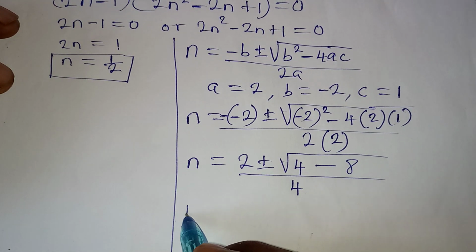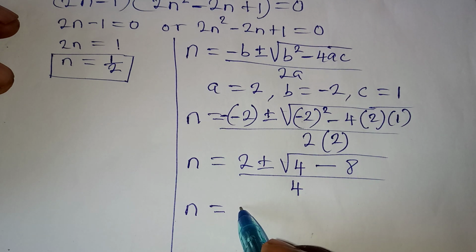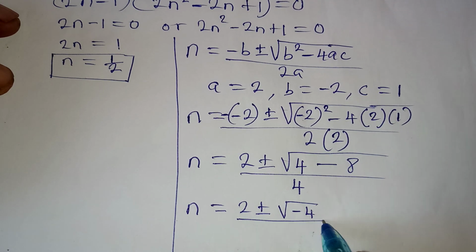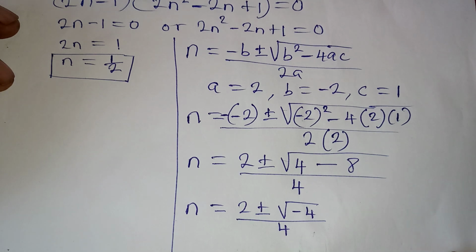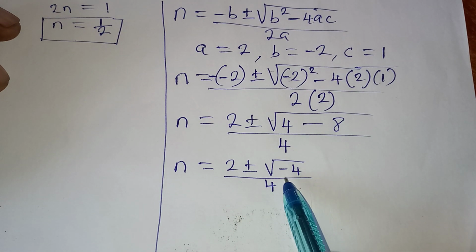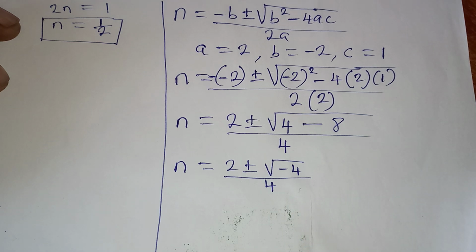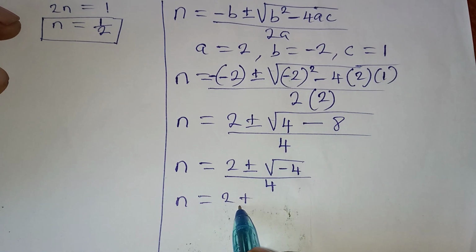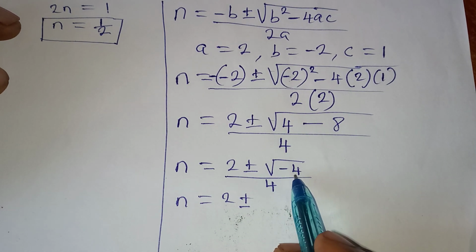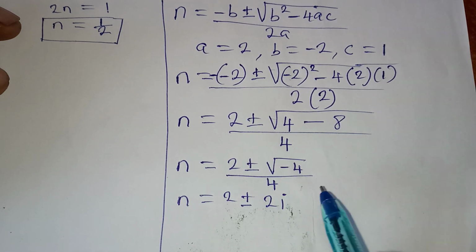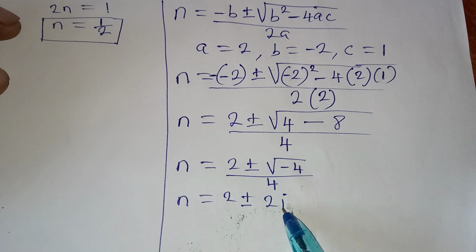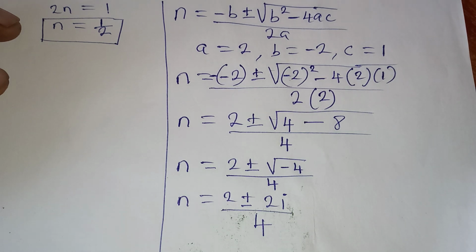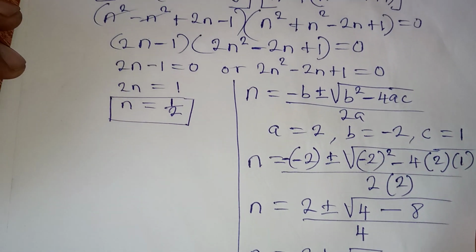Now take a step further, n will be equal to 2, positive or negative, square root of minus 4, divided by 4. And by the way, the square root of minus 4 will give us a complex number. So the first thing we are going to do is to deal with that first. So we have n equal to 2, positive or negative, and the square root of minus 4 will give us 2i, because the square root of minus 1 is i. So this will now be over 4. Now take a step further. I will finish it on this side.